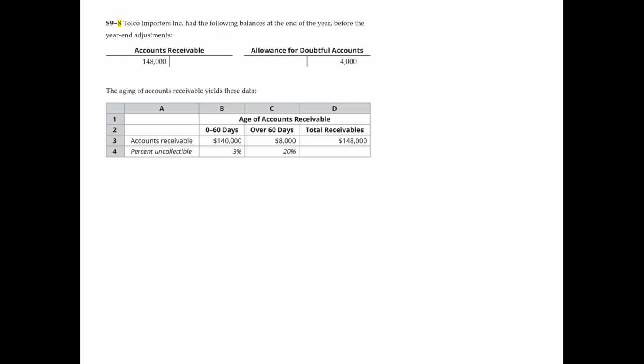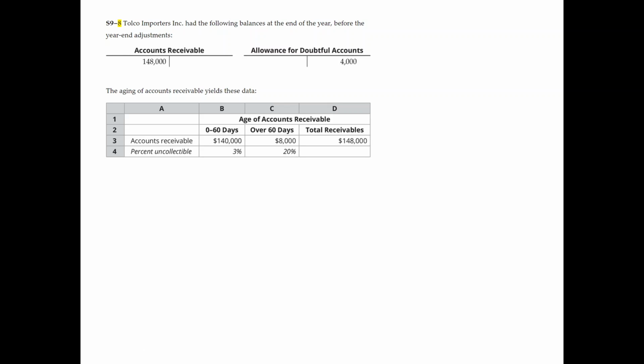Now we'll look at S9-8. And this is what the question says. The Tolko Importers Incorporated had the following balances at the end of the year before the year-end adjustments. So we say AR of 148,000 and the allowance for doubtful accounts is at 4,000. The aging of accounts receivable yields these data. So we've got our aging chart here.